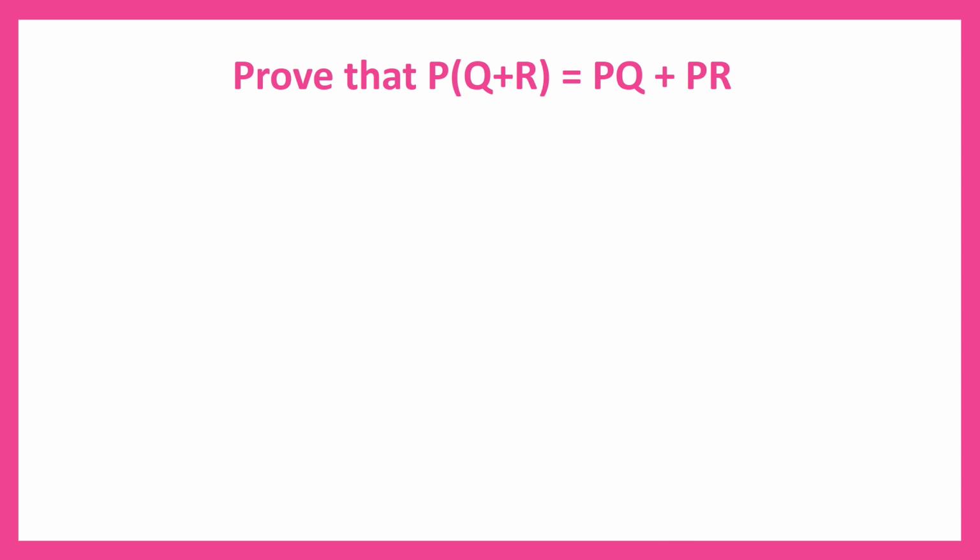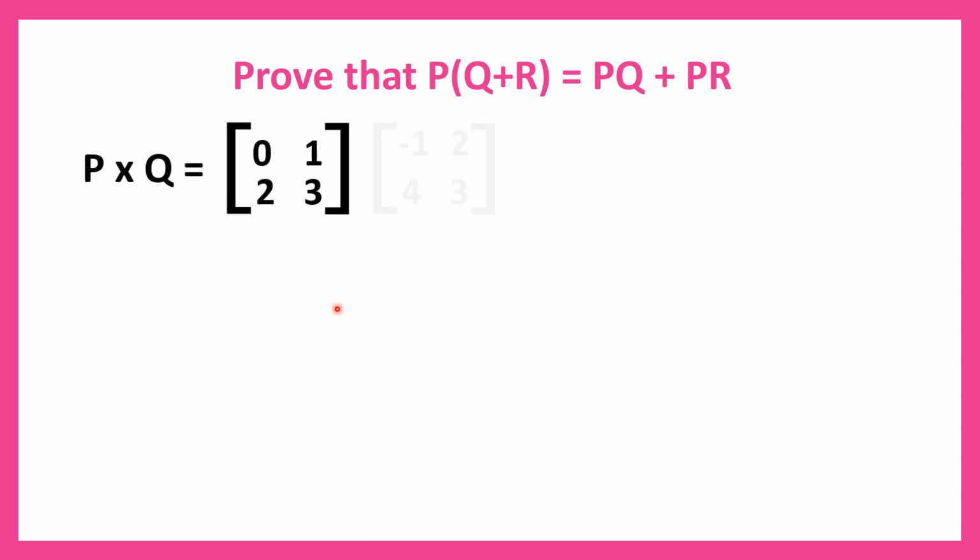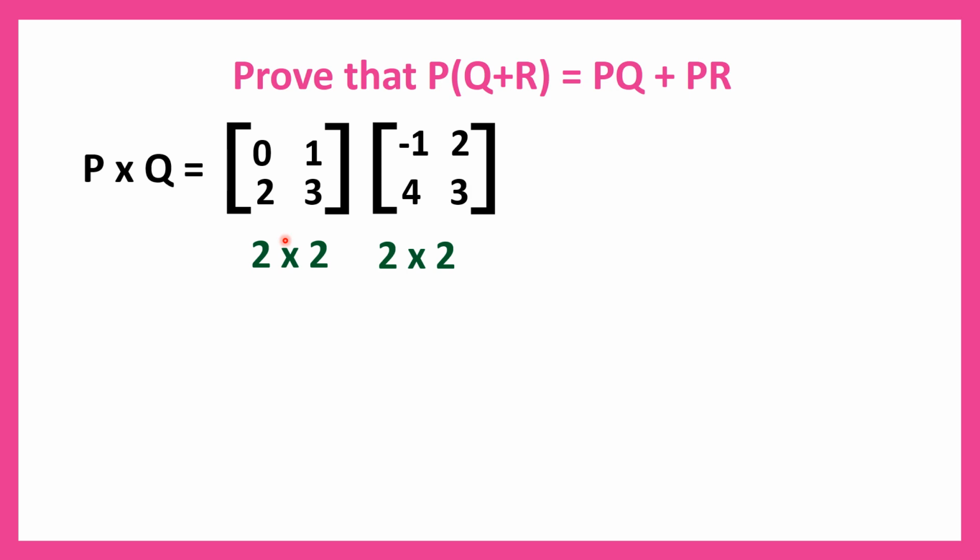And our next step is finding the PQ. That is P into Q. This is P matrix and this is Q matrix. P into Q. Let us see whether this multiplication is possible. P matrix is a 2 by 2 matrix and Q matrix is also a 2 by 2 matrix.